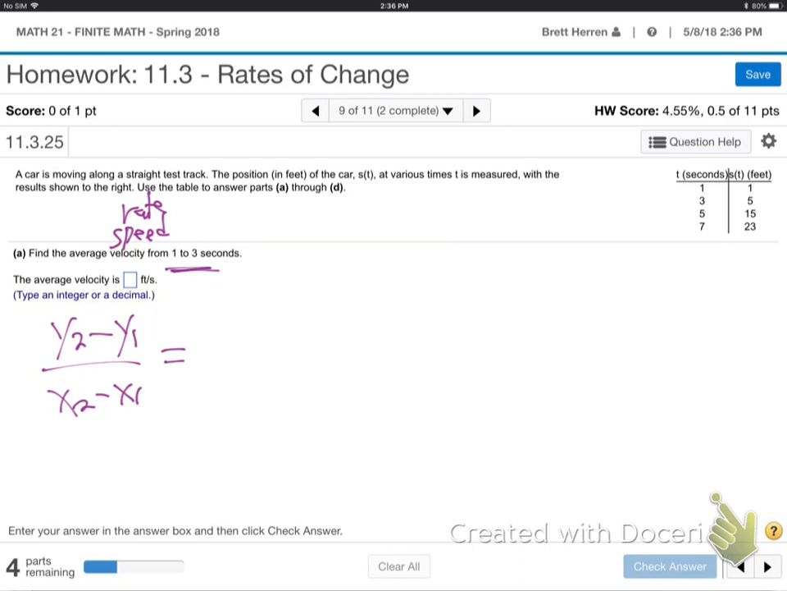Okay, now, what do you think? Let's start with the bottom. The bottom's always easier, huh? What do you think about the denominator? What do you think is my x2 here in part A? What's my x2 and my x1? Yeah, exactly. This is the x1, this is the x2, huh? 3 minus 1. Good.